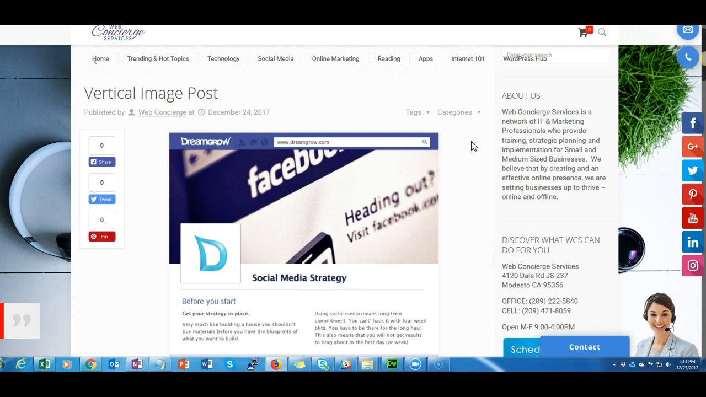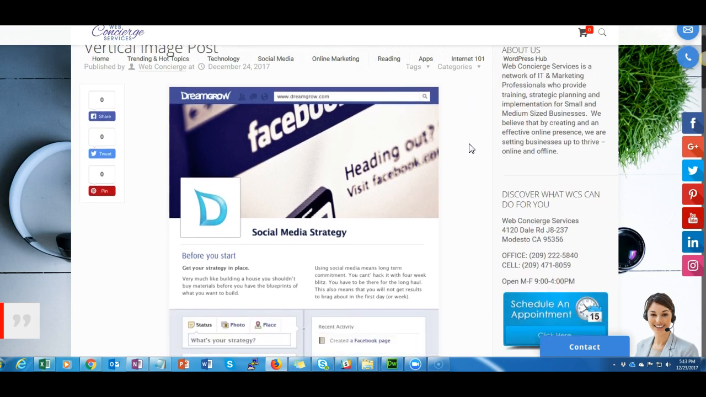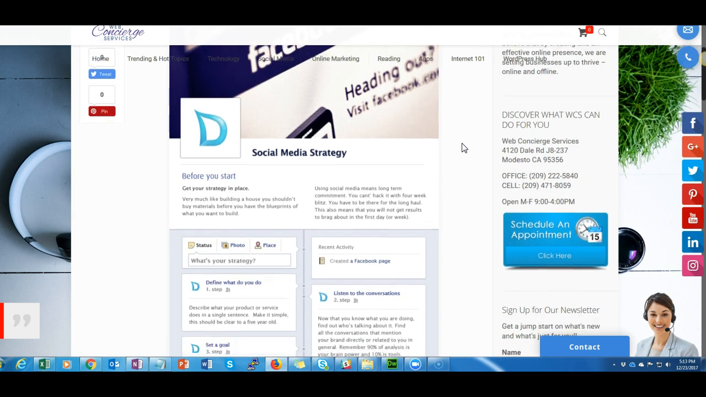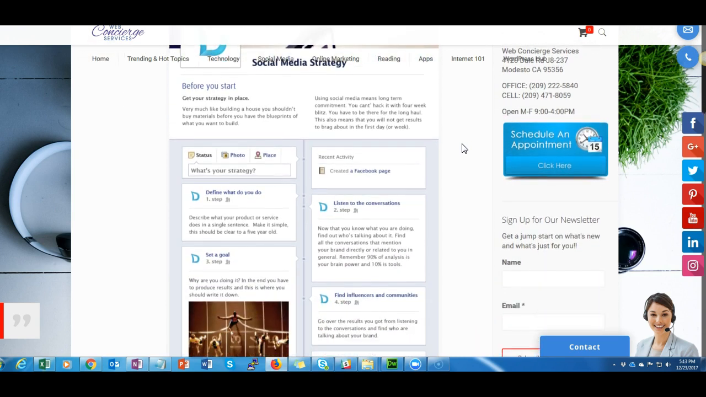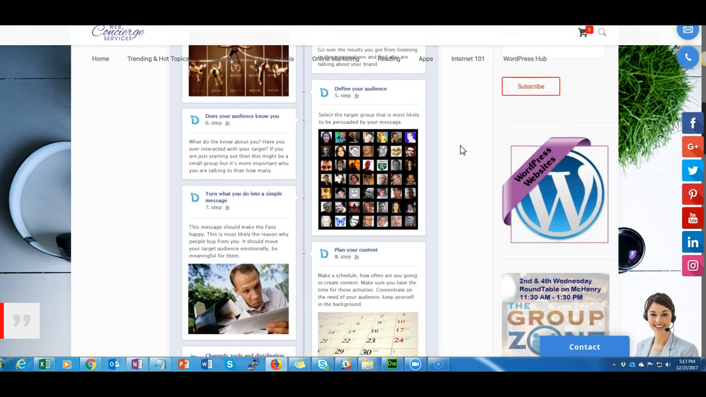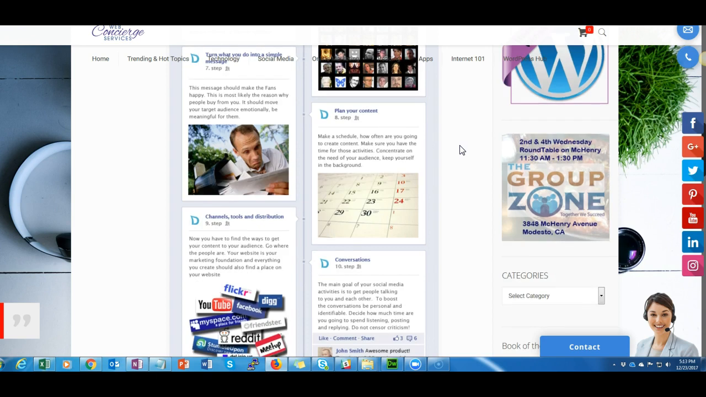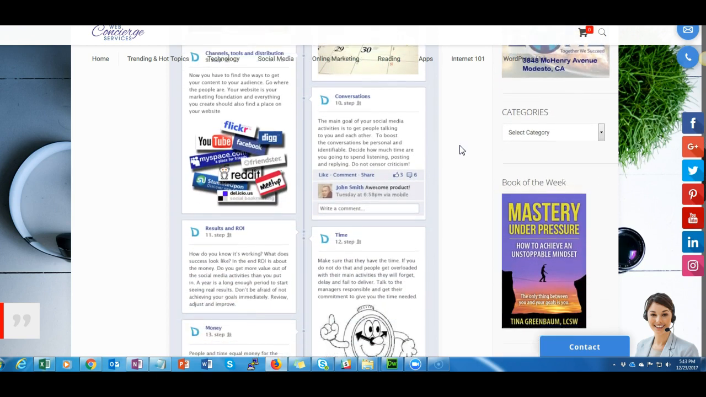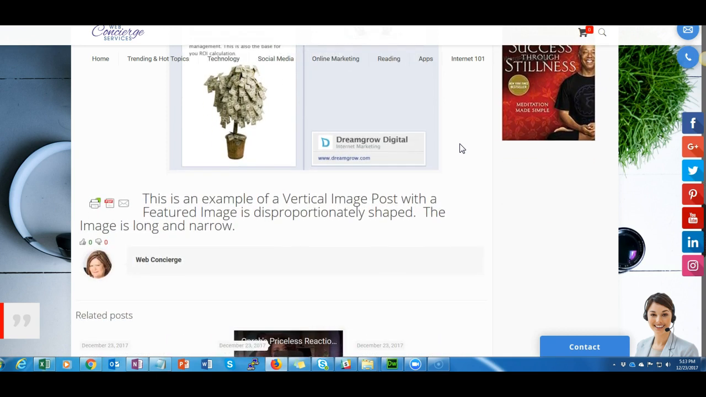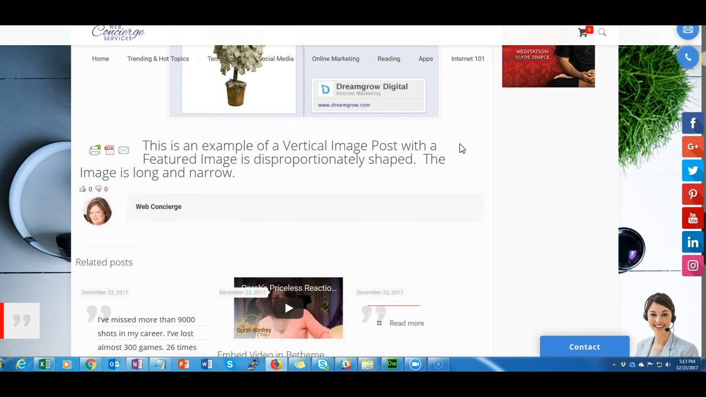Now look at this. This is all header. This is the actual size of this image that I picked here from Dreamgrow. And let's just look at how long the header is. That is all header, people. That is the original image size. Wow. That's ugly. That's horrible.